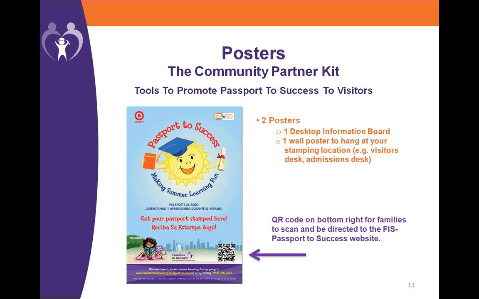Next is our posters. We're going to provide you two types of posters. One is what we call a desktop information board. This will be a poster that you can place on a visitor's desk or admissions desk, advertising the program. There will be a stand that comes with it so that you can have the poster sitting upright. We also will provide you a wall poster to hang at your staffing location.